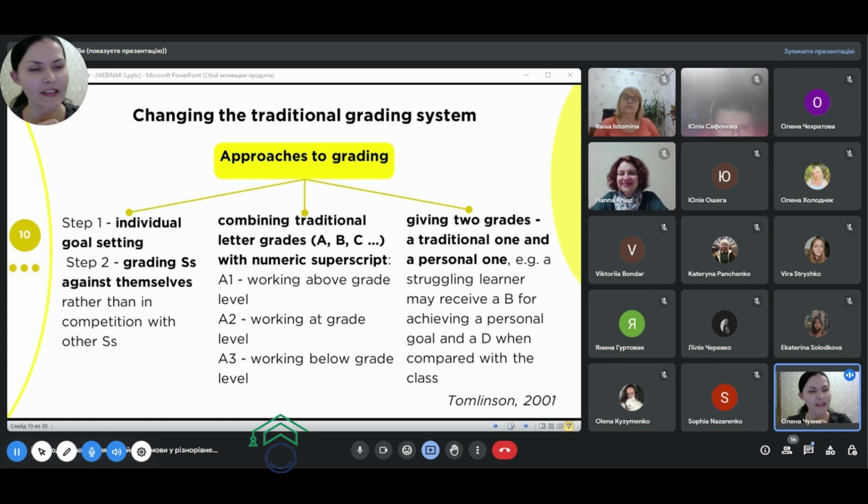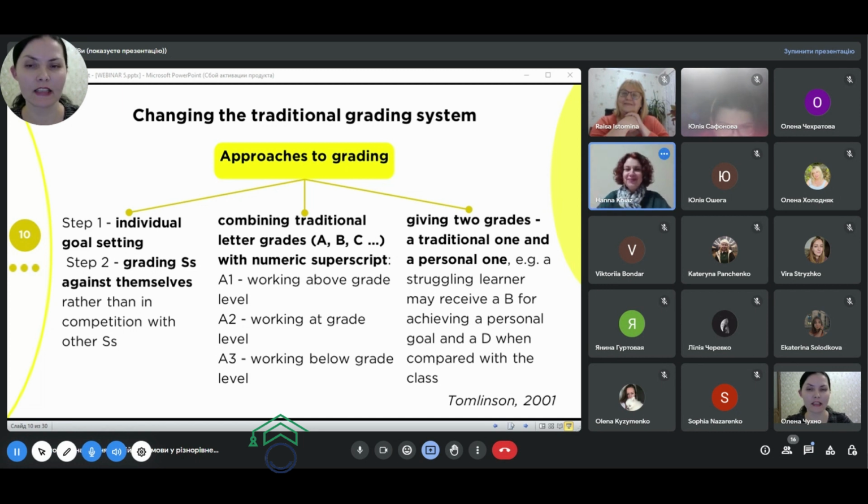So what do you think of these approaches? Would you like to try them? Yeah, I really like the last one when you can suggest the traditional way and the personal way, because it is very important for struggling students to show their progress. So they really need to be informed about their even just little progress they have. Yeah, so I like this idea very much. Maybe next term I will apply something in my feedback to my students' tests.